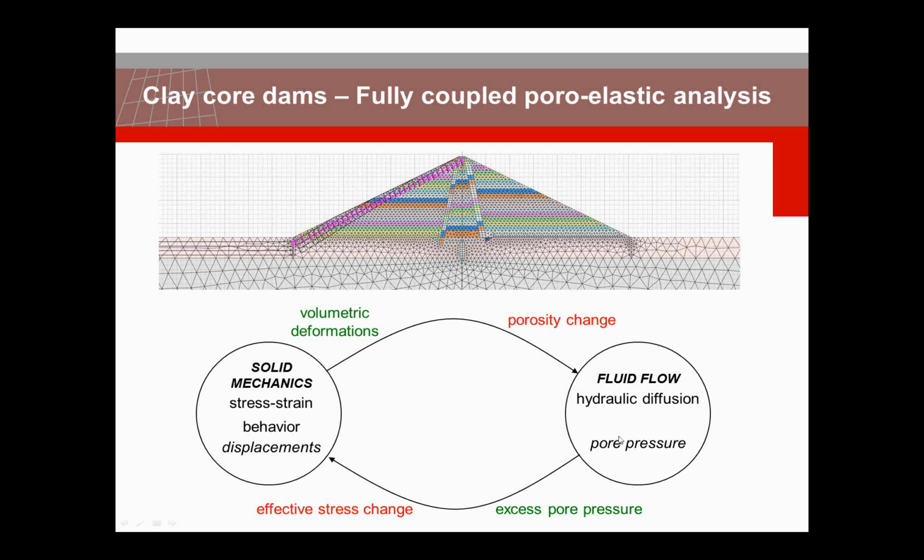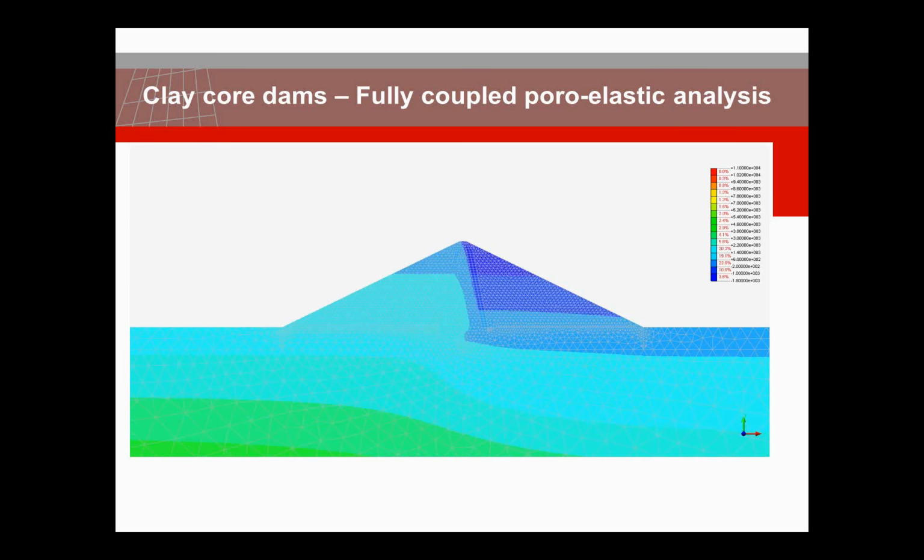So the groundwater flow produces pore pressures, which are input in the stress analysis, and the deformations have an effect on the changing porosity, which is input in the flow analysis. And both these two physical aspects are in a fully coupled analysis solved at the same time. So we make one set of equations and solve that in a fully coupled way. So also the interaction between both aspects in both directions is considered.